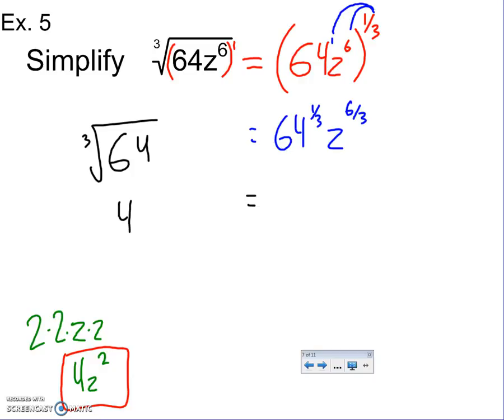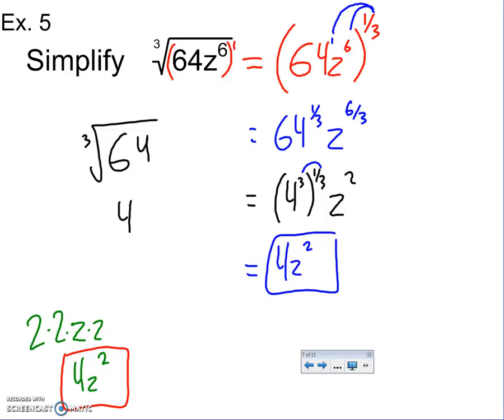Or if you don't like that, let me replace 64 with 4 cubed. All right. So I replace that. And z to 6 over 3 is this z squared. When you multiply the powers here, 1/3 times 3 is just 1. So it's 4z squared. Same answer, and it's technically a little bit faster than the other way.